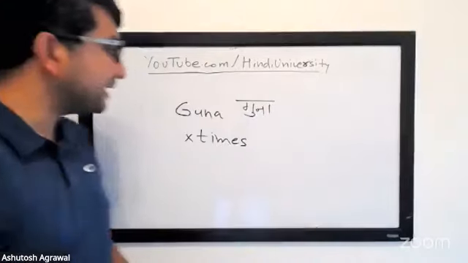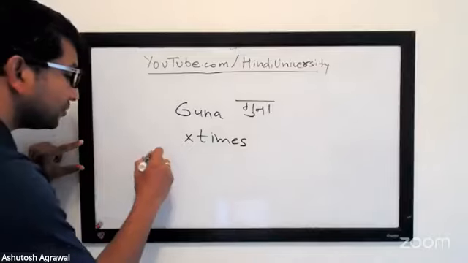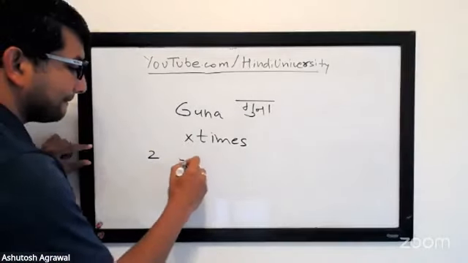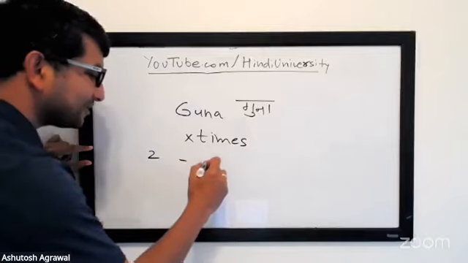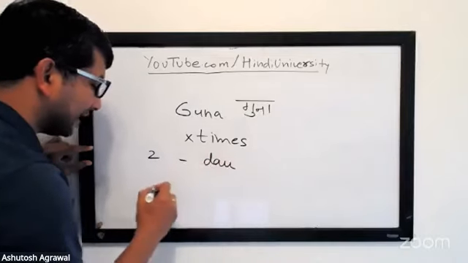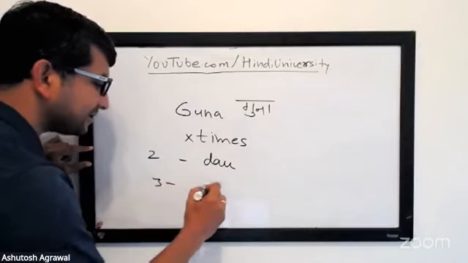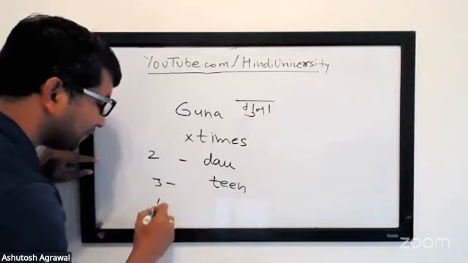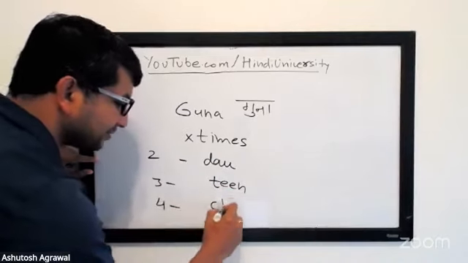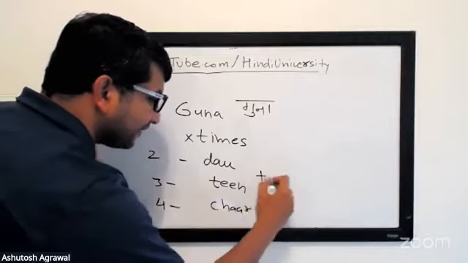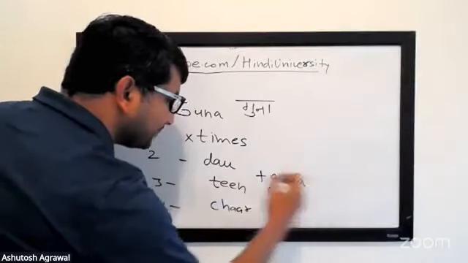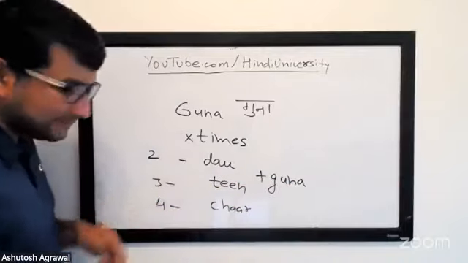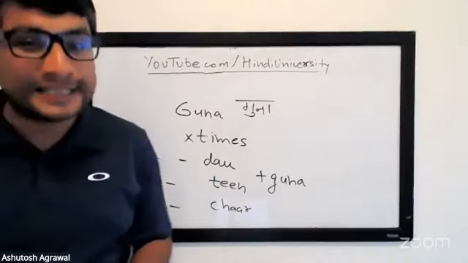If you take the number 2, Josh, what is 2 in Hindi? Do. Very good. Number 3 is teen. And 4 is char. If I put guna next to it, it becomes do guna, teen guna, char guna. Very good.